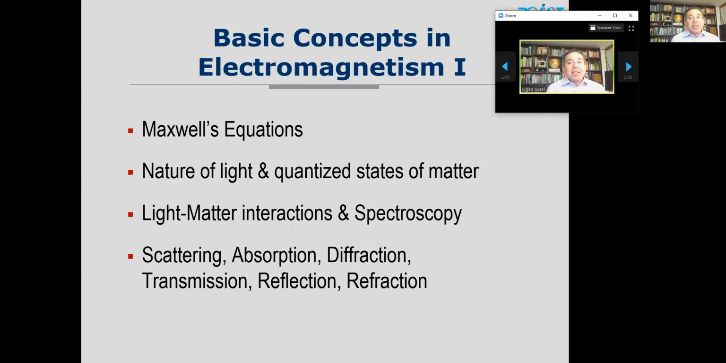Okay, basic concepts in electromagnetism. We're going to talk first about Maxwell's equations at a very general level. I know we have a diverse background in this class, but we'll try to have a common understanding of Maxwell's equations, or the laws of electromagnetism, which we will use to describe light, which is a general term for electromagnetic waves, quantized states of matter, light-matter interactions, how electromagnetic radiation interacts with matter, and spectroscopy, how we can detect the interactions of electromagnetic radiation with matter. And then we will specifically talk about these important terms of scattering, absorption, diffraction, transmission, reflection, and refraction.